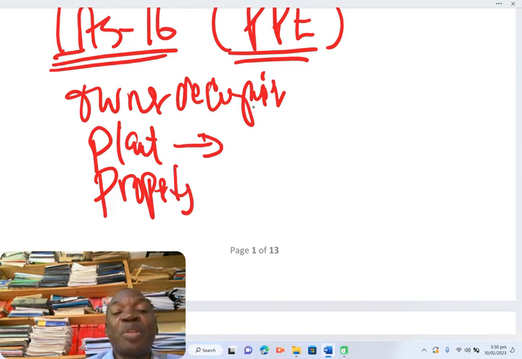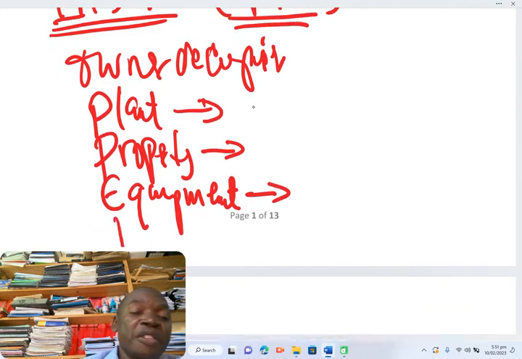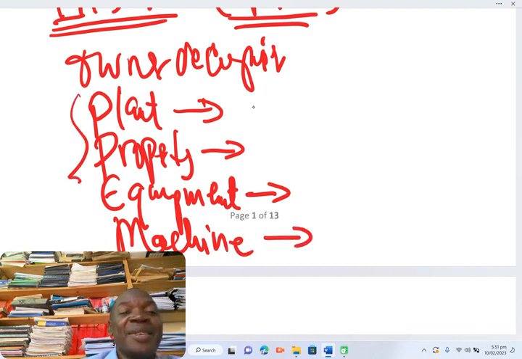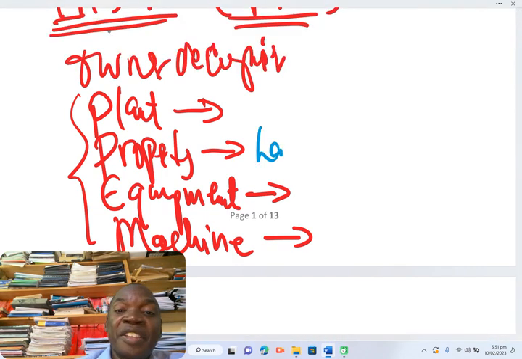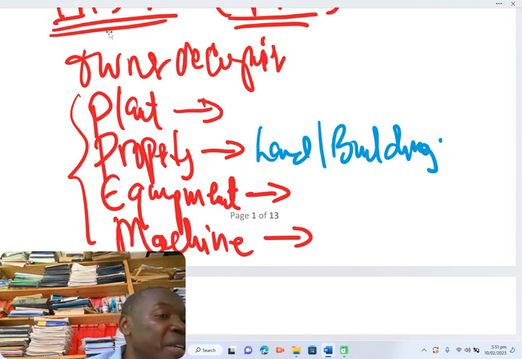So we have plant, property, and then we have equipment, and then we have machine. You see what I mean here? What is a plant? So far, let us start with the term property. This is land or building.